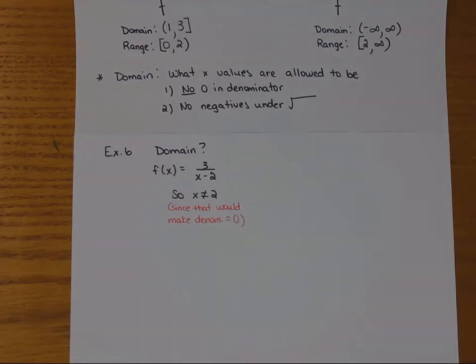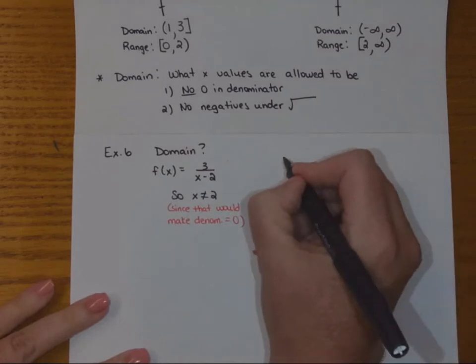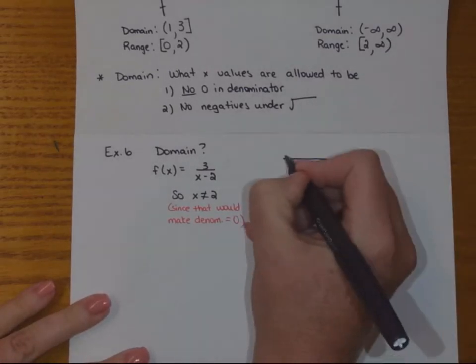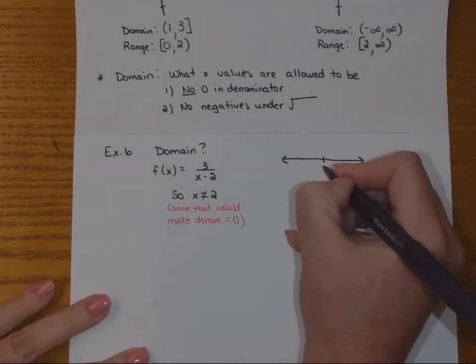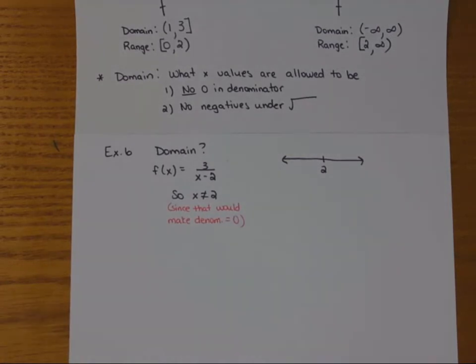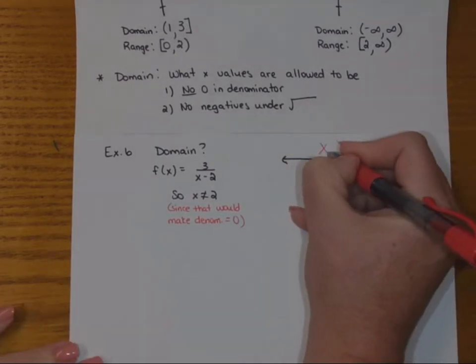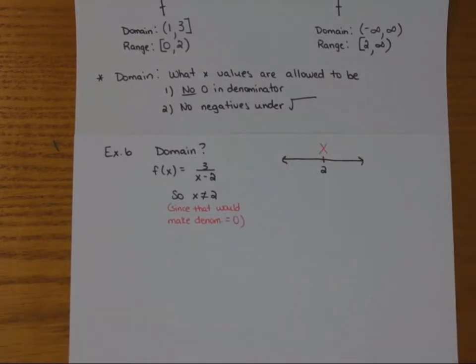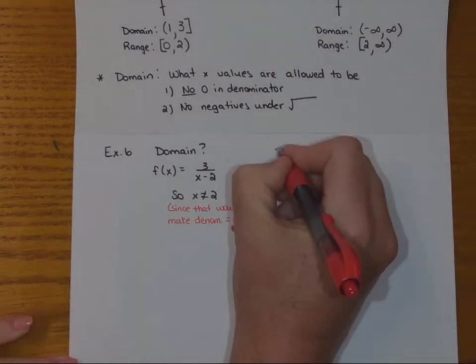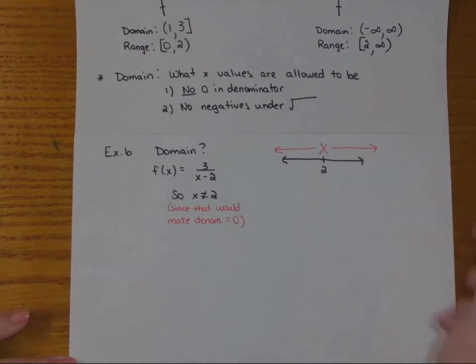Okay, so notice we've talked about what x can't be, but domain is actually what x values we can have, or which ones we're allowed to have. So I like to visually look at this on a number line. Here's 2, and we want to say, hey, it is not allowed to be 2. X can't be 2 because 2 gives us 0 in the denominator. But x can be anything to the left of 2 and anything to the right of 2.